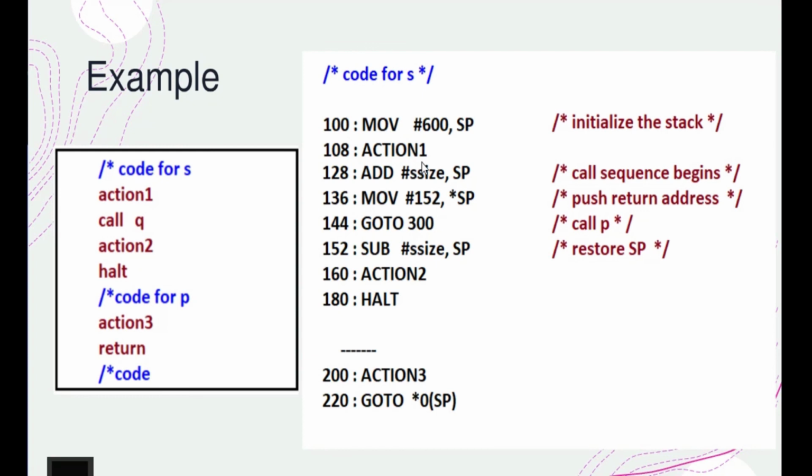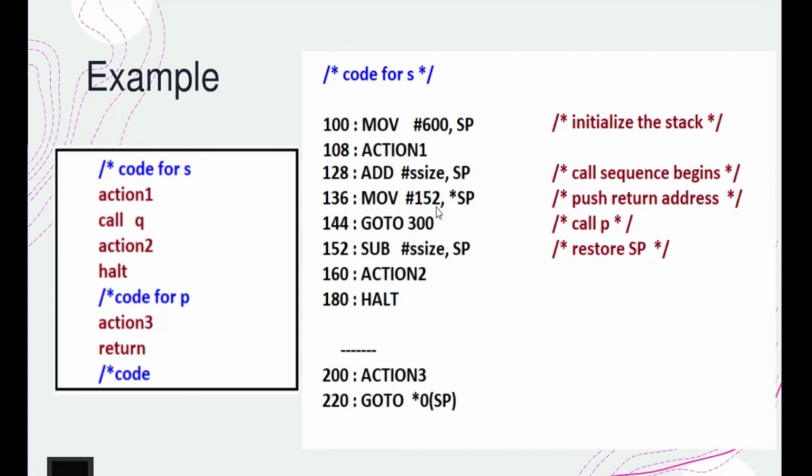After that, the procedure call will increment the stack pointer, right? So it has to increment the stack pointer, save the return address, and transfer control to the called procedure. For that we first write this instruction: add hash caller dot record size comma SP. This size is the size of the activation record, comma SP. This helps to begin the call.